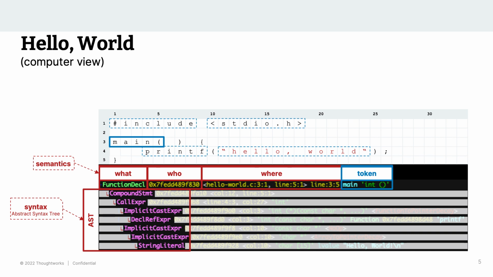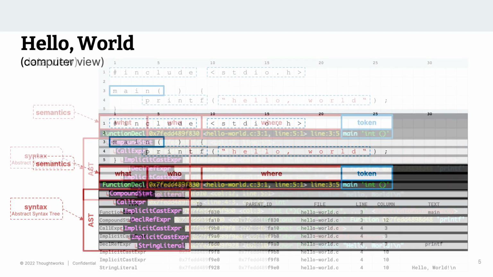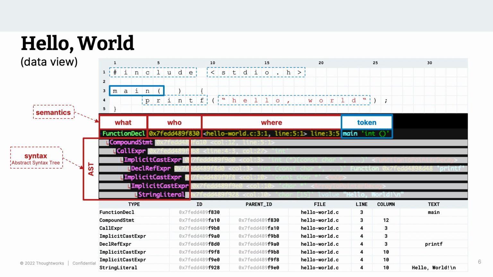Then it tells you who it is: what's the name of this token? It's an ID, of course. And then, what does it mean? The semantic: it's a function declaration, if we take main. And also, if you look at what's next, we see how we should read the next token. How those tokens are connected together is the abstract syntax tree, the syntax of the C language.